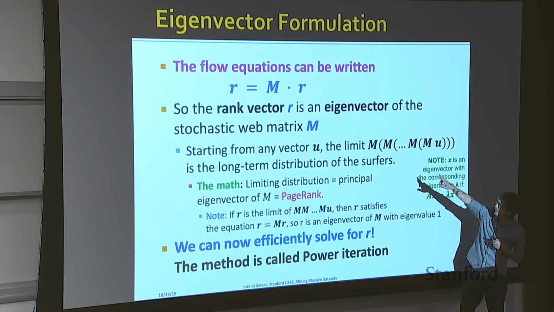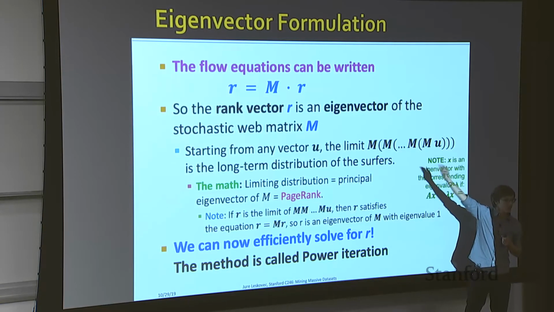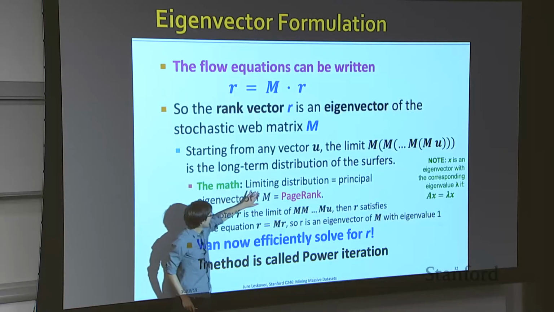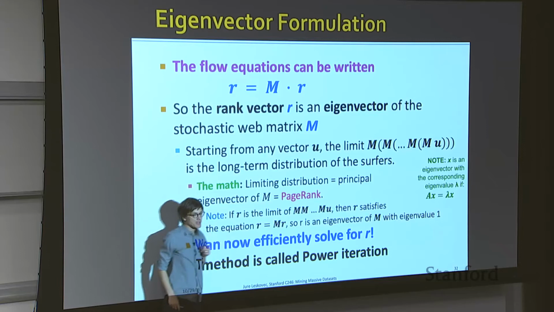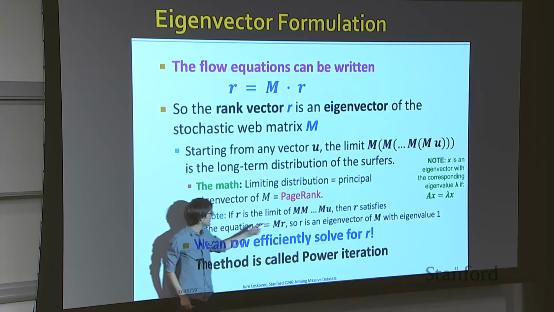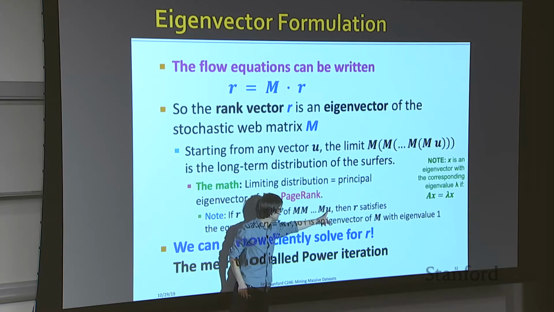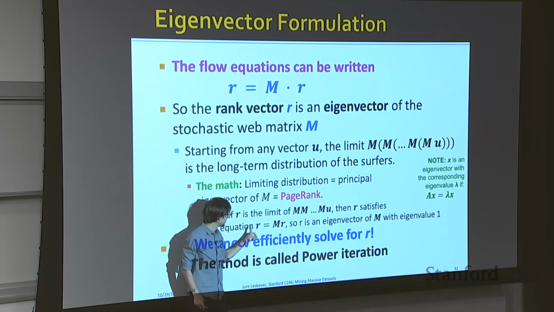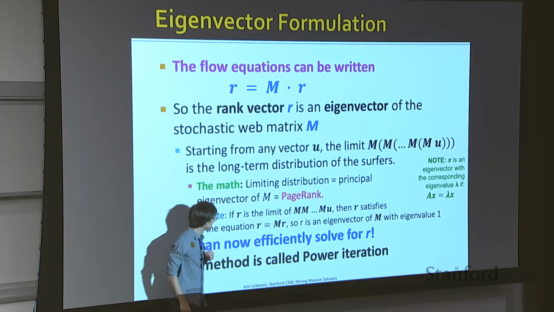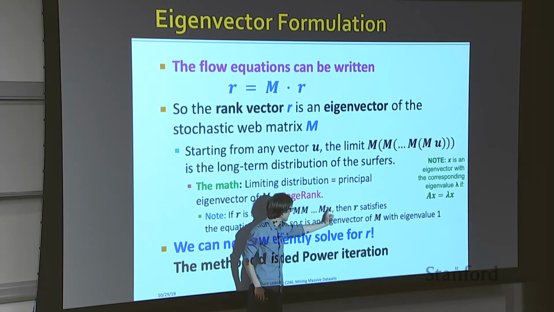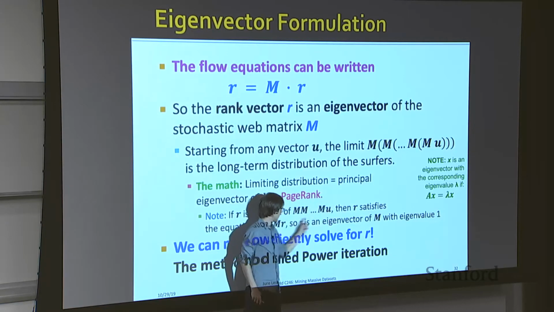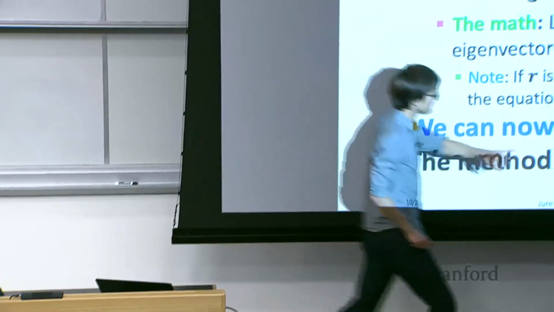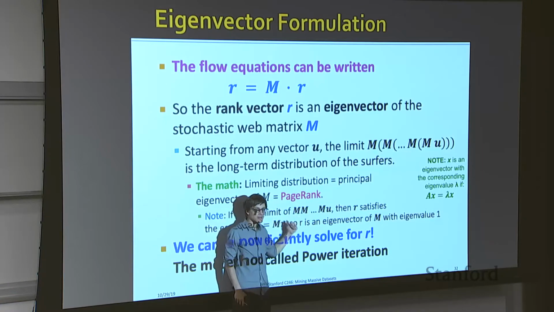So if I take R equals M times R and unroll that loop, this is what I get. This means that R, the limiting distribution, is the principal eigenvector of matrix M, which is this PageRank. R is the limit of taking some vector U and multiplying it with M long enough, and I will end up with some stationary vector R. If I initialize at R, then this is an R, that is an R, it's an R. But even if I start with something different than R and keep multiplying, I will end up with R.